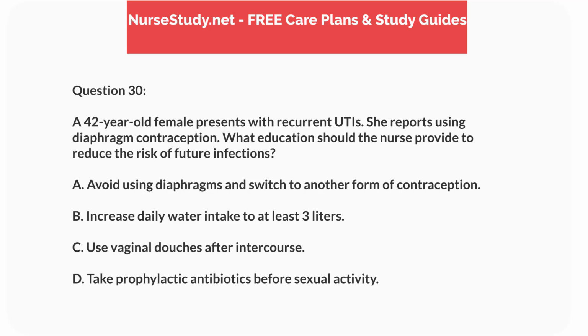Question 30. A 42-year-old female presents with recurrent UTIs. She reports using diaphragm contraception. What education should the nurse provide to reduce the risk of future infections? A. Avoid using diaphragms and switch to another form of contraception. B. Increase daily water intake to at least 3 liters. C. Use vaginal douches after intercourse. D. Take prophylactic antibiotics before sexual activity.